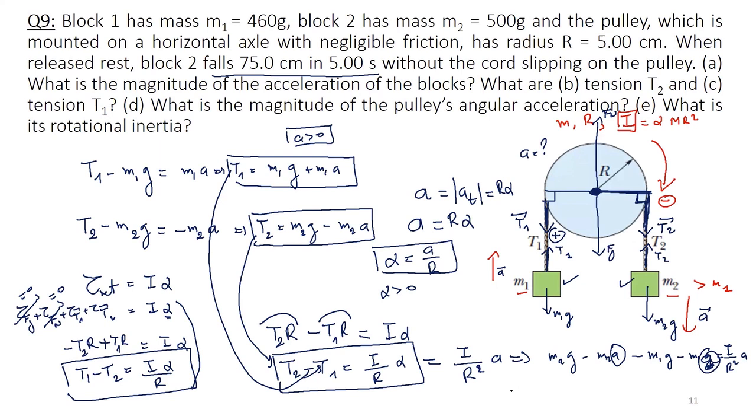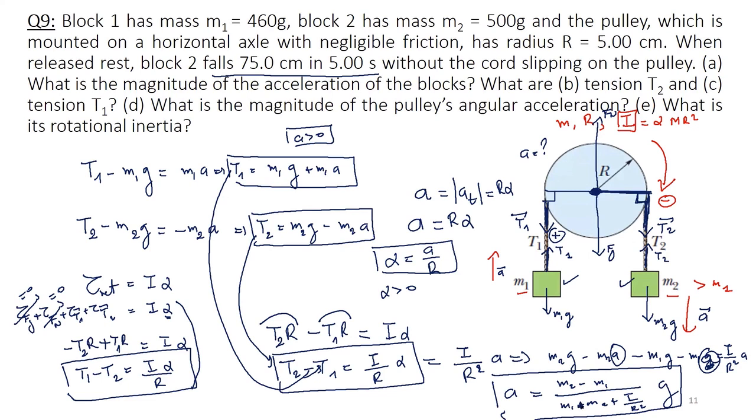So we will have what? We will have A is equal to M2 minus M1 divided by M1 plus M2 plus moment of inertia divided by R squared, multiplied by G. So this is my acceleration. This reminds you something, right?